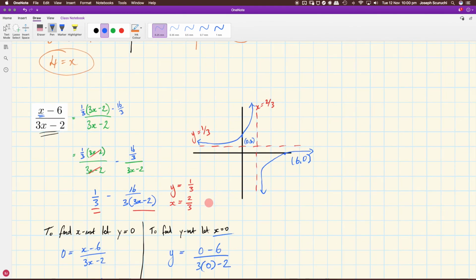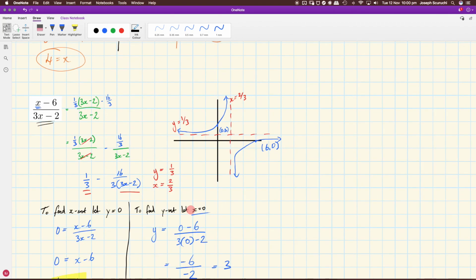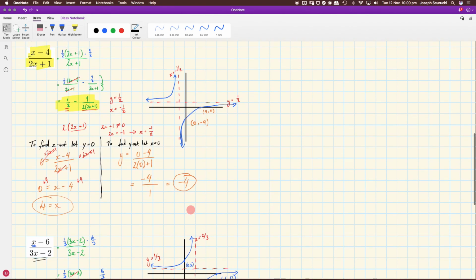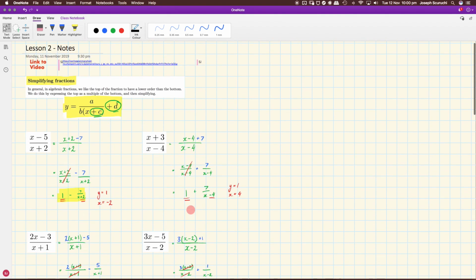So for the last one, my asymptotes were y equals 1/3 and x equals 2/3. Hopefully this little video was helpful to those of you who are stuck on this problem.